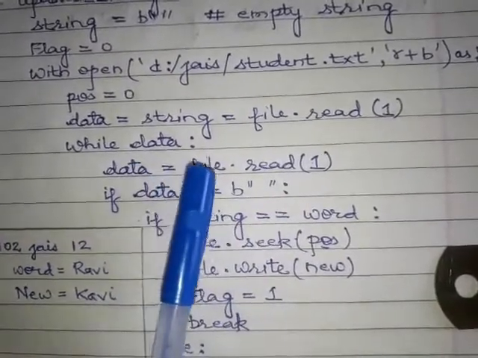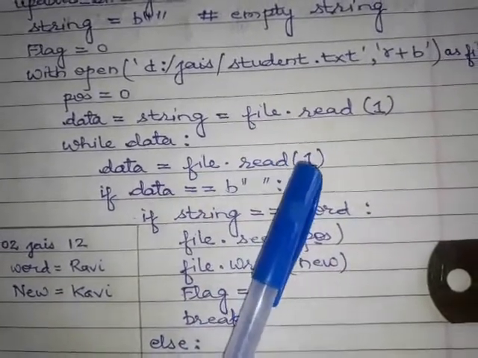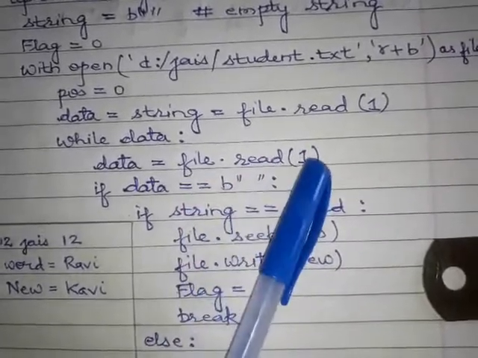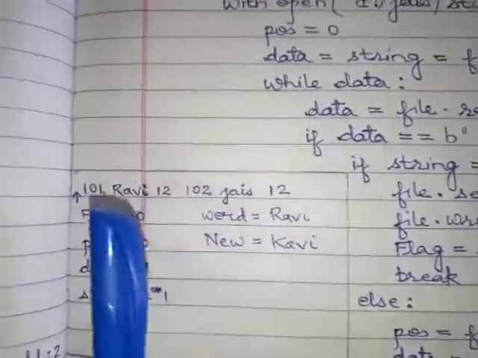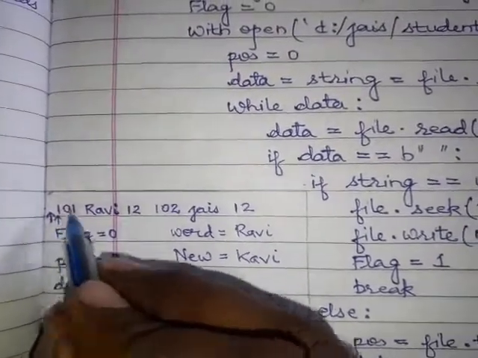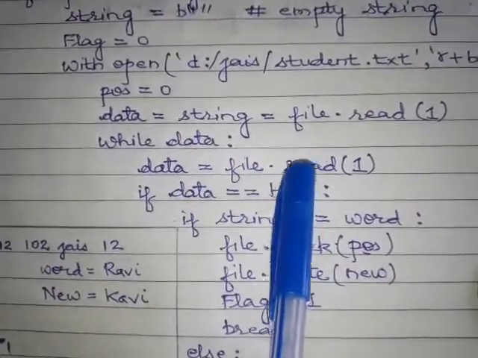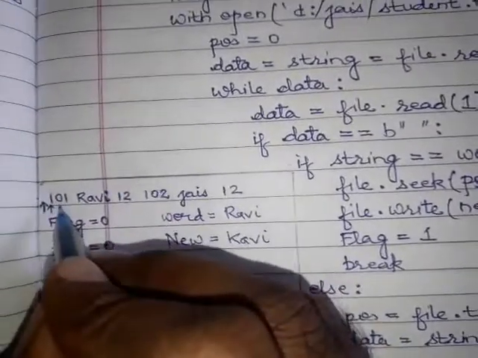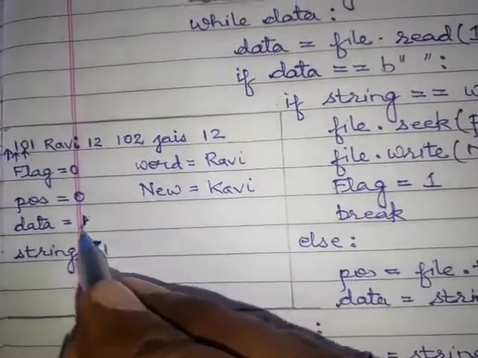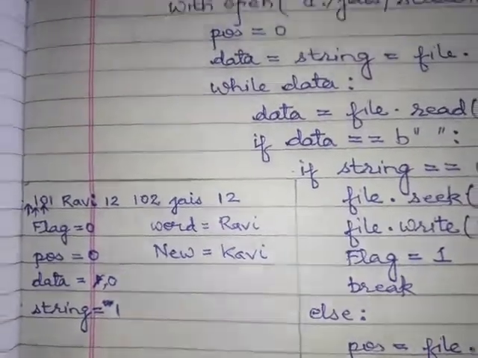Data is again initialized with file.read(1). Now file.read(1) means read the next single byte. The file pointer has already read this one, so it is here, and when this statement is reached, the file pointer will move to the next byte. It read 0 also, so in data, 1 is replaced by 0.